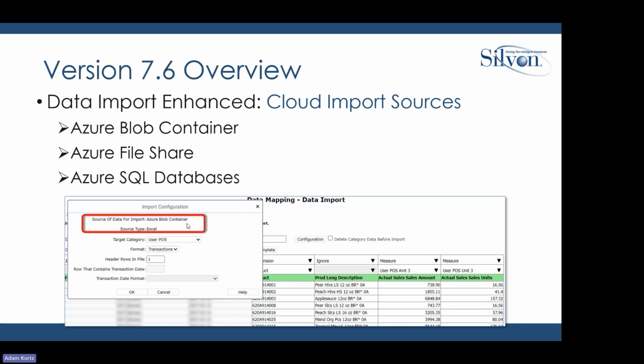Here we can see some examples of the blob container where I have an Excel file out there where I would tell it that I'm importing from that blob container and I'm importing an Excel file from that area. So that's just one example of how you could bring that in. Also, Azure file shares and SQL databases up on Azure as well are accessible.